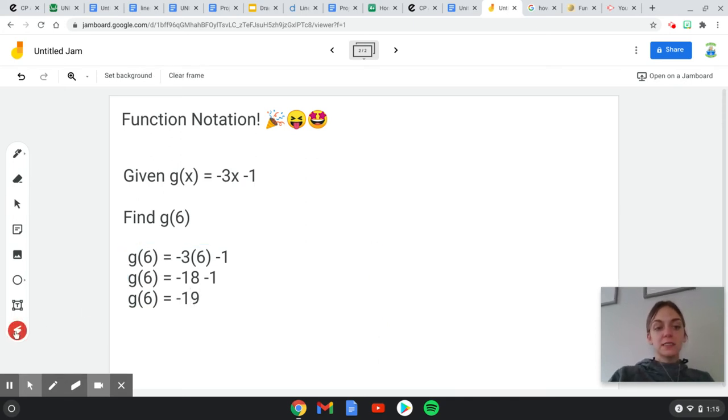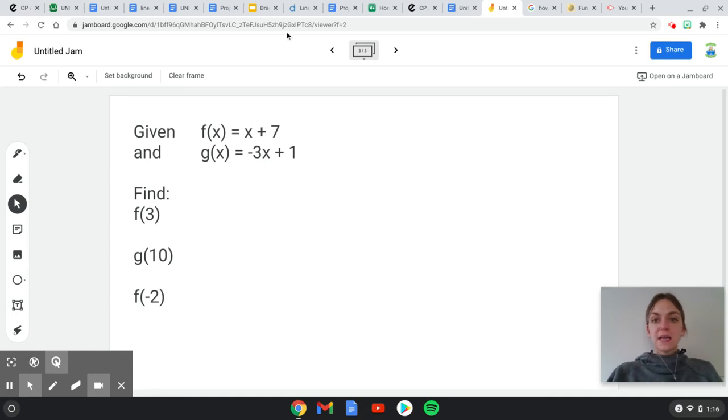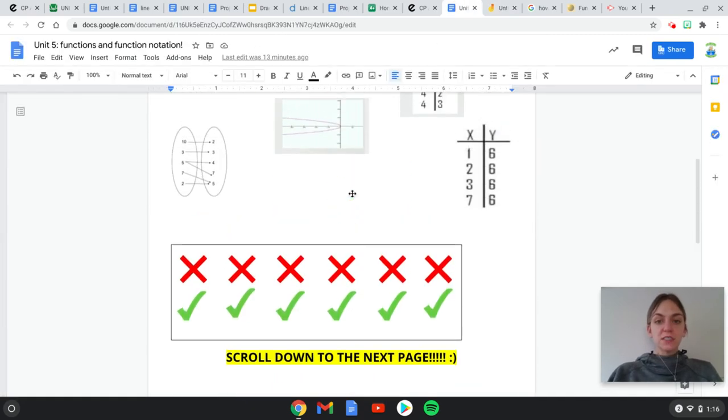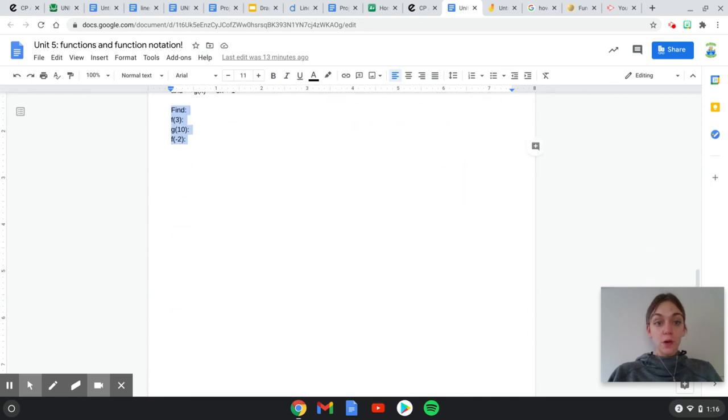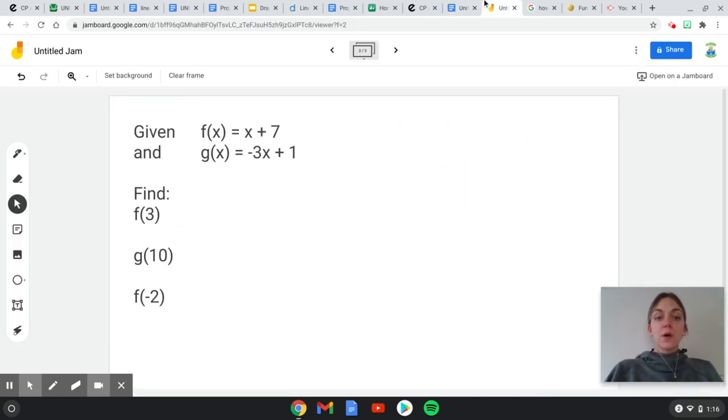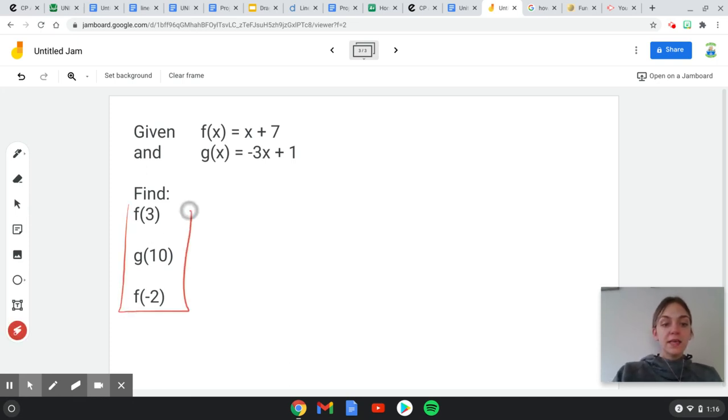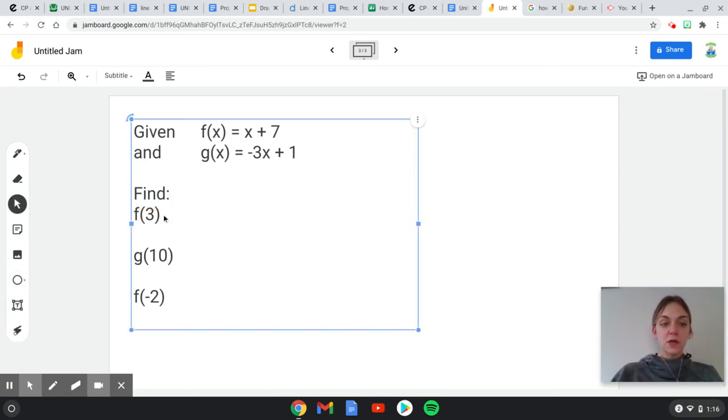So again, whenever it says g of some number or f of some number, you just have to put that number in wherever you see x in our function above. So if you're getting set up for the functions and function notation notes, we're given these two functions, and all they want us to do is evaluate these three numbers, evaluate the functions at those three numbers.